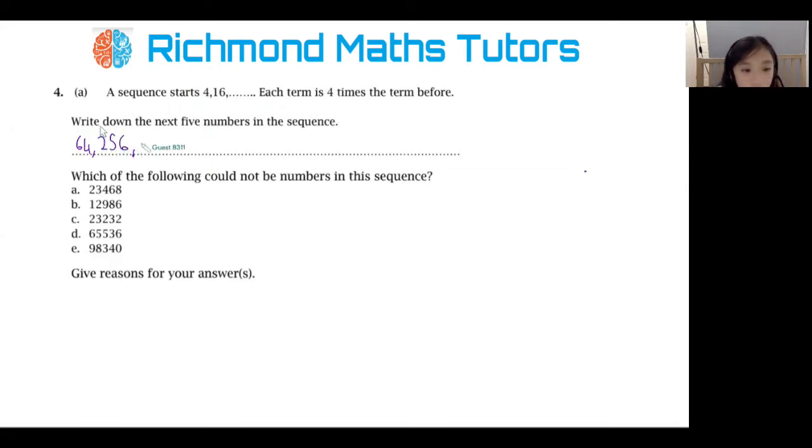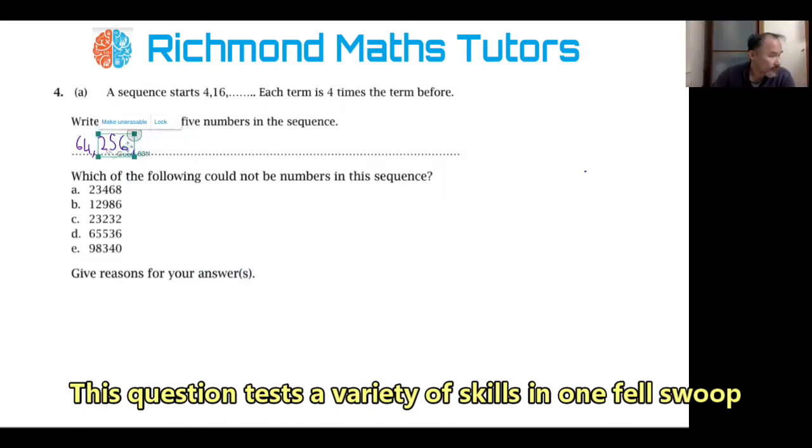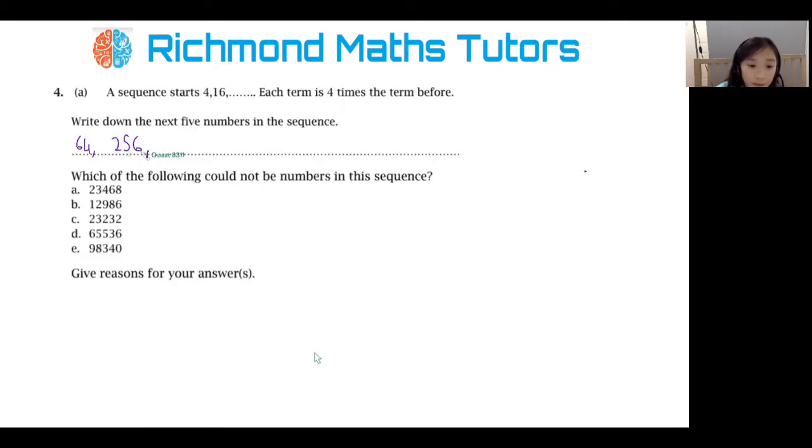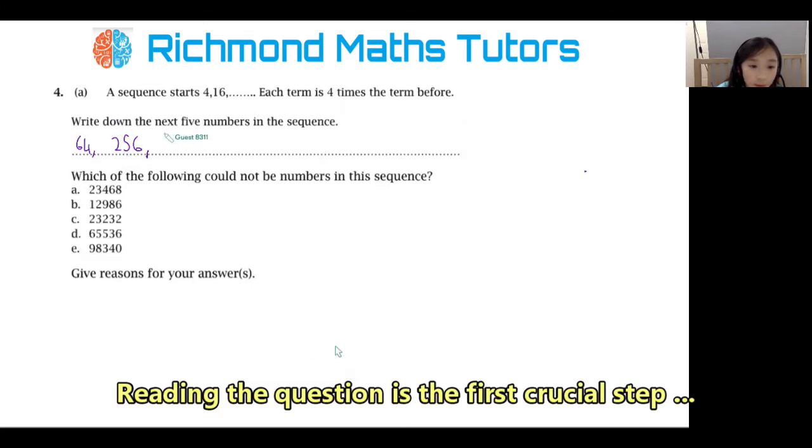And then I'm just going to move it along to give you some more space. And then if we do 250 times 4, we will get to 1000. And then 6 times 4 is 24, which means it would be 1024.